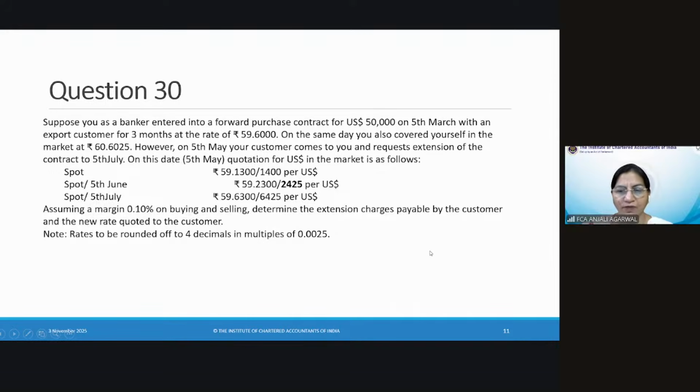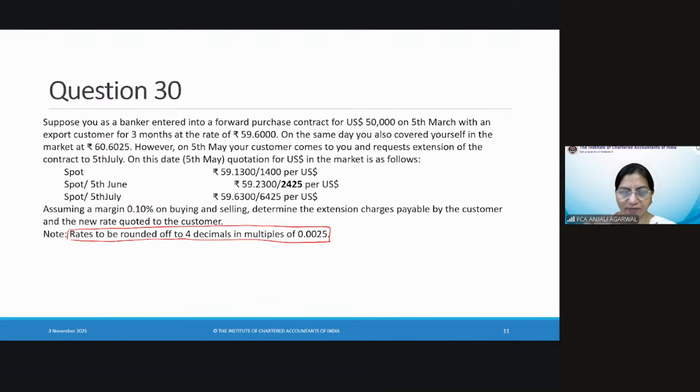Let's move on to one more similar question. The more you will practice with these type of questions, the more clarity you will have. Here, the question is specifically saying that rates to be rounded off to 4 decimals in multiples of 0.0025. So in case question doesn't mention anything about how you are going to round off the digits, you may yourself assume the same thing, that we have rounded off the rates up to 4 decimals in multiples of 0.0025.